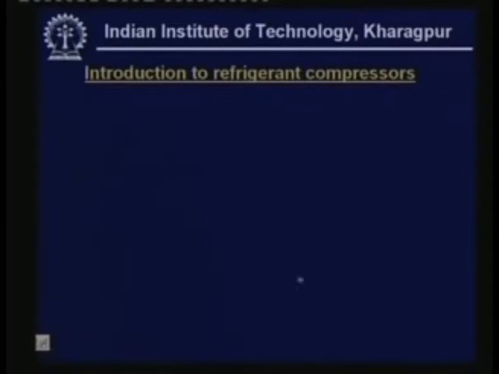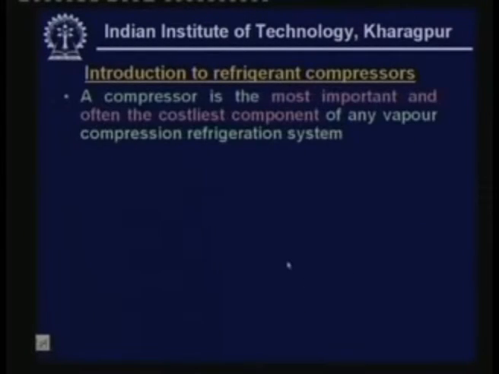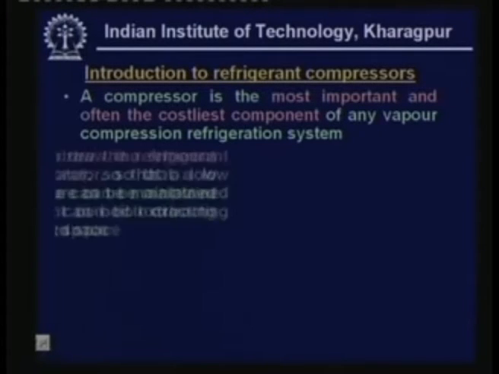Let me give a brief introduction to compressors. A compressor is the most important and often the costliest component of any vapor compression refrigeration system. Typically 30 to 40% of the total plant cost is because of the compressor. So it is a very important component.